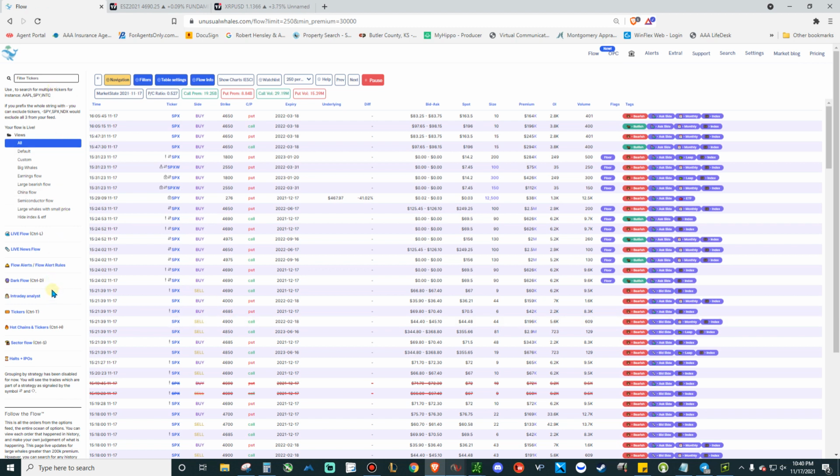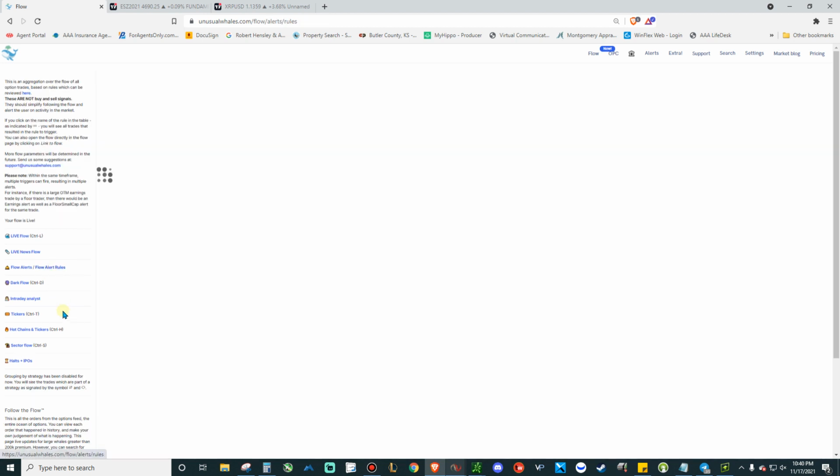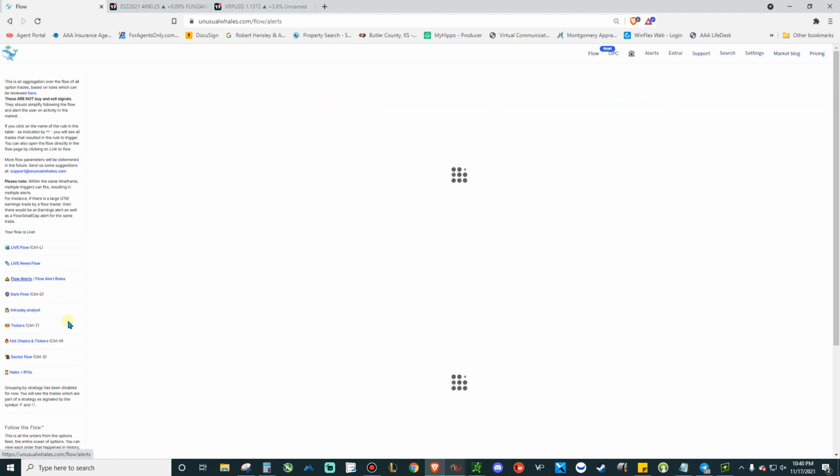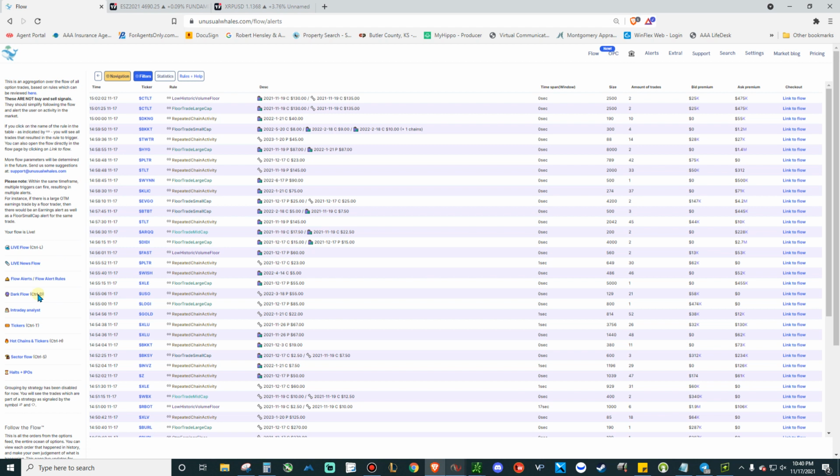I want to go over a new feature. They just put it out there. It's kind of in the beta phase. I think it's super interesting so far. I want to start off with what's called the flow alerts. Basically what they did was create some interesting little parameters for different types of flow alerts that are going to come through the market, and aggregated them here.